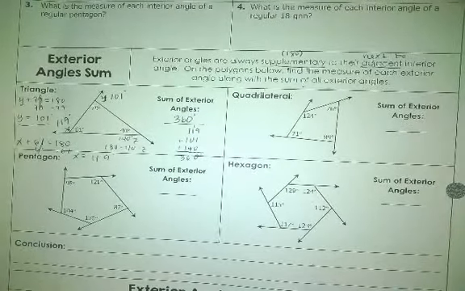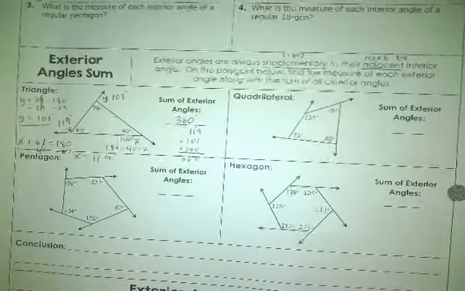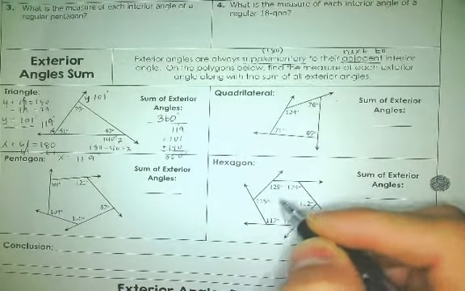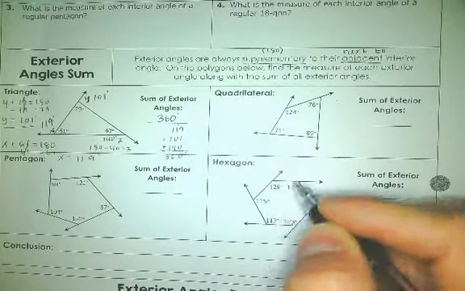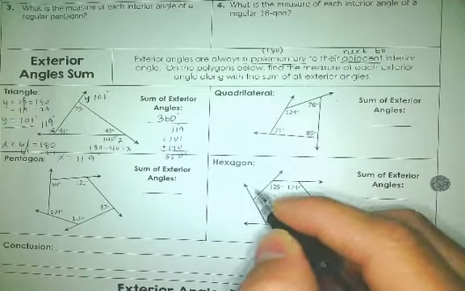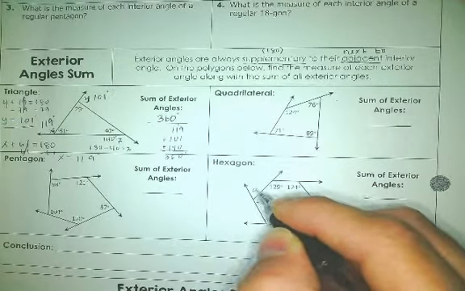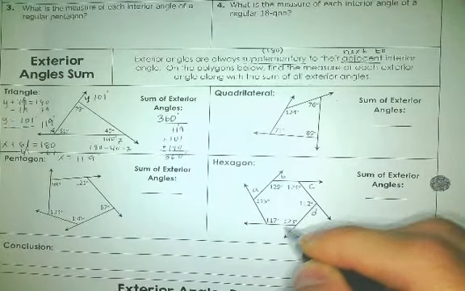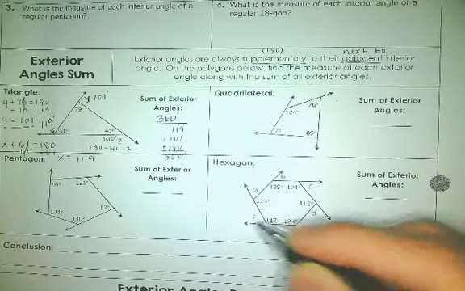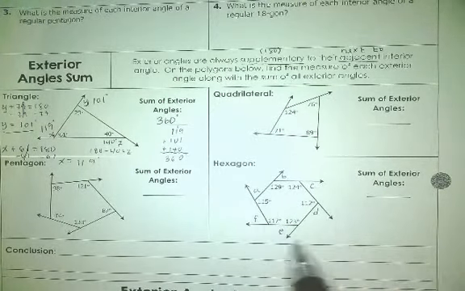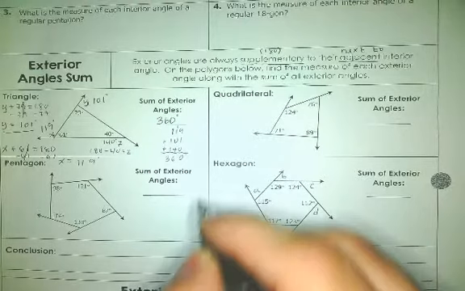Let's take a look at the hexagon. For the hexagon, we got 6 angles on the inside. That means that we're going to have 6 sets of exterior angles. So for the hexagon, I'm just going to go A, B, C, D, E, and F. We're going to start with A and work our way around clockwise.